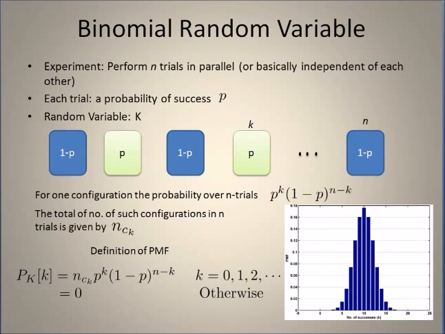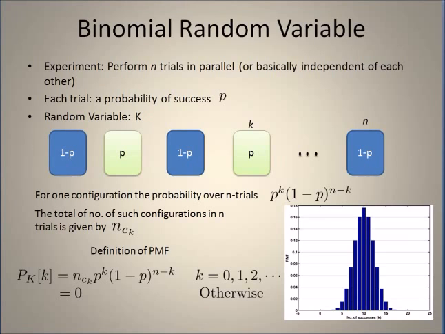Hello, in this short video let us look at the definition of binomial random variable. Consider an experiment in which we perform n trials in parallel. That is, basically we conduct n independent experiments. Each of the experiments can be characterized by a Bernoulli distribution.